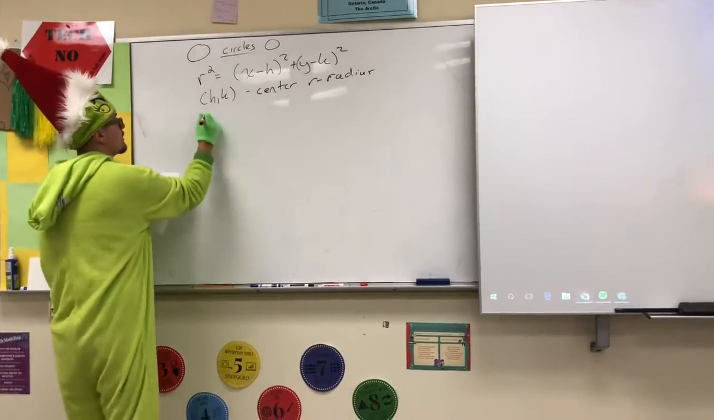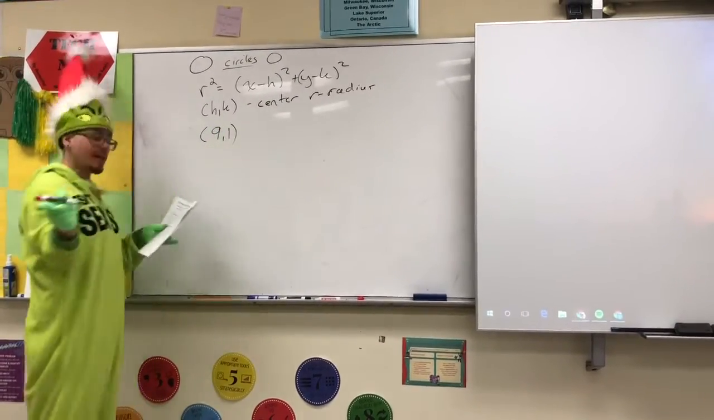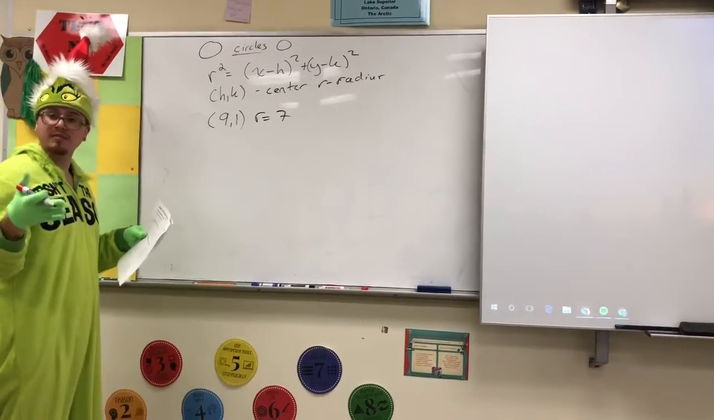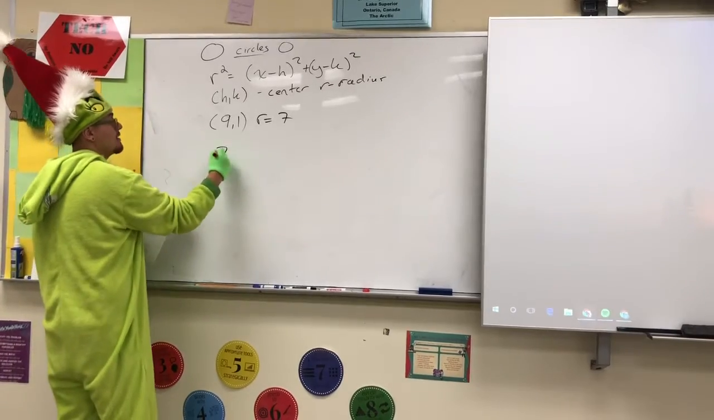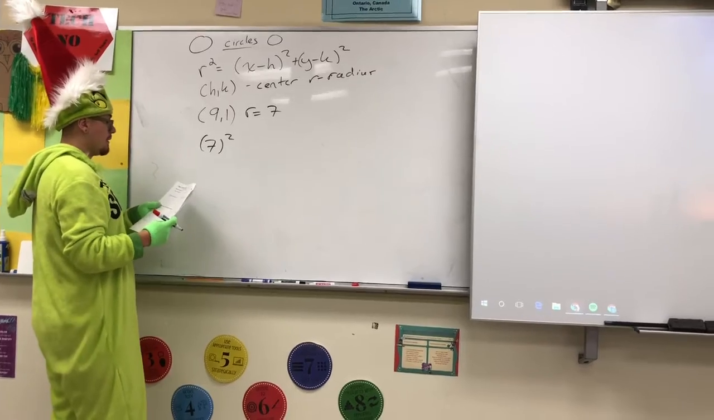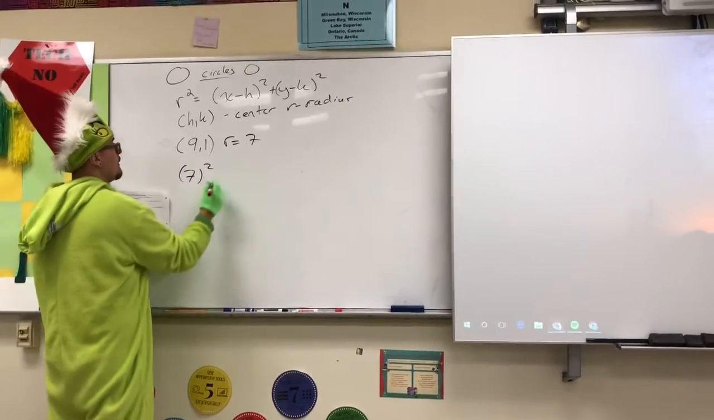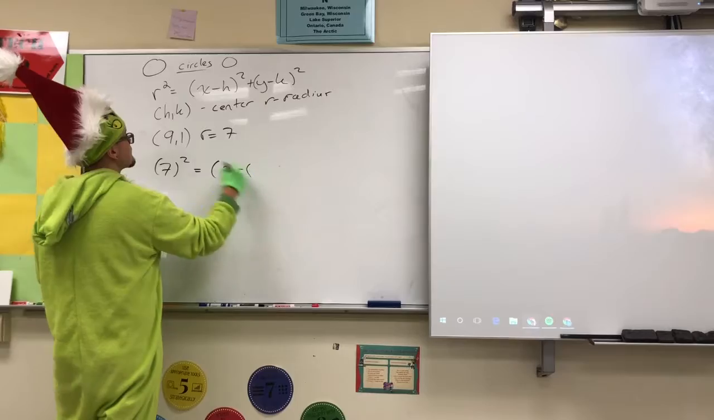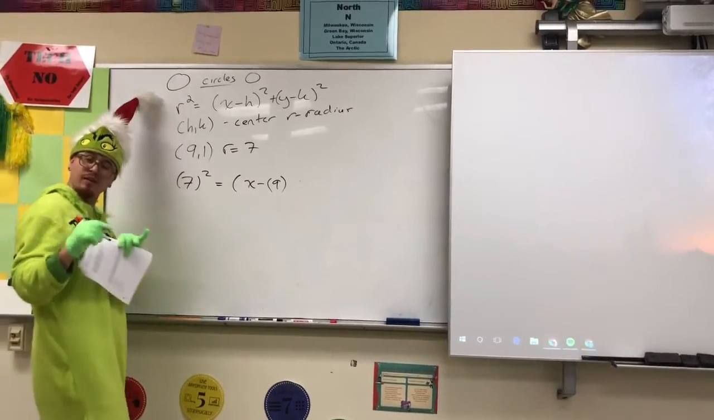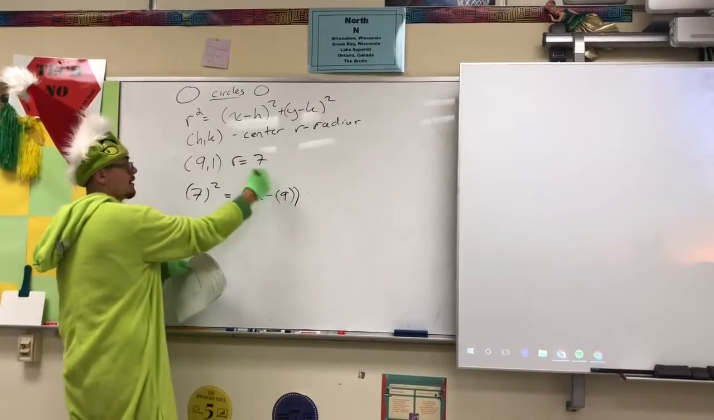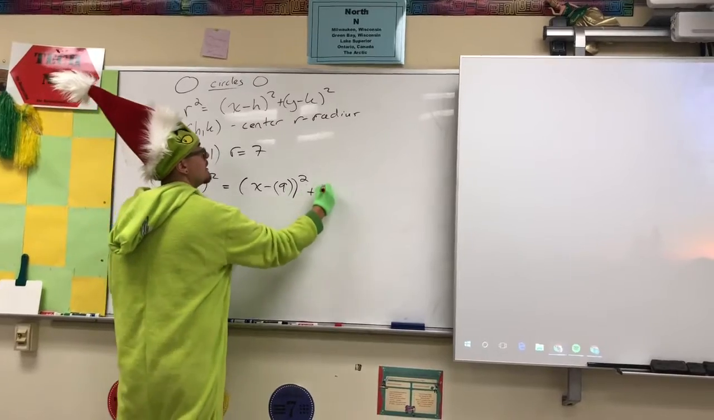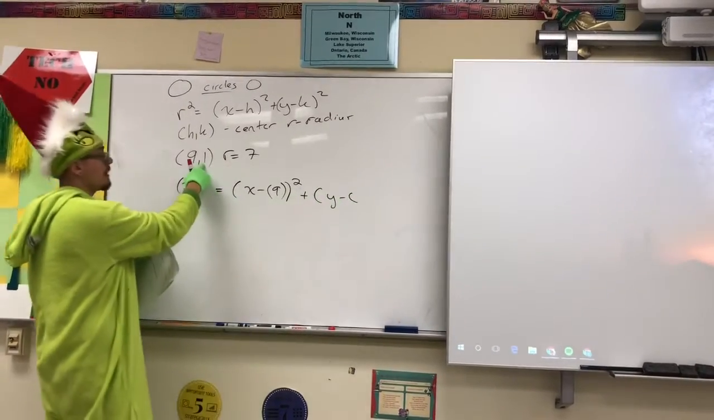So let's say we're given 9 comma 1 as our center and the radius is 7. We just plug in by substitution to get the equation. So we're going to get 7 squared, always substitute using parentheses, otherwise the Grinch will find you. And then you're going to get x minus 9, your h value, which relates to the vertex really nicely with quadratics, squared, because this is making a circle, which is a parabolic relationship, plus y minus our k value, which is 1.